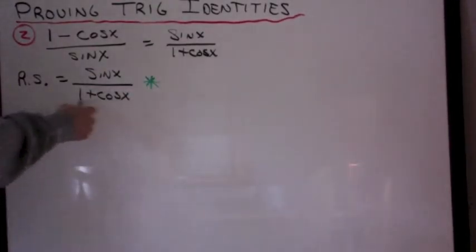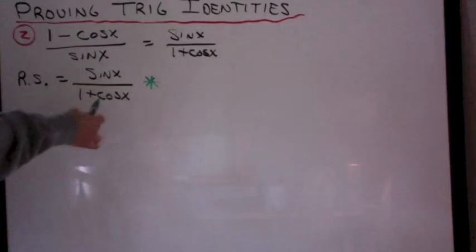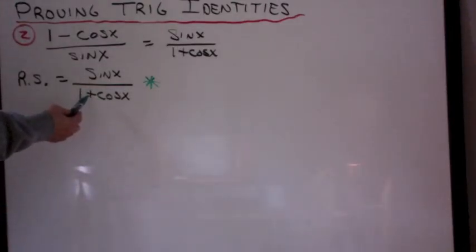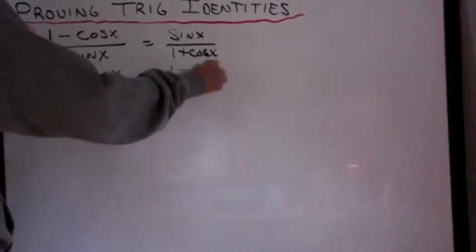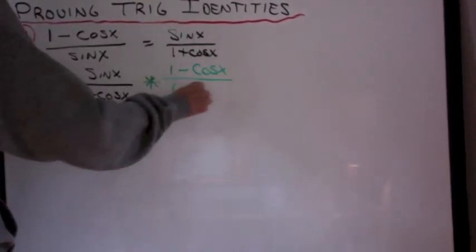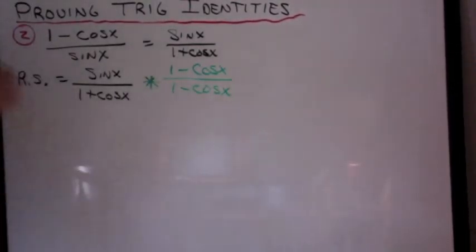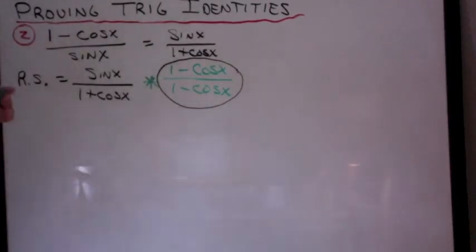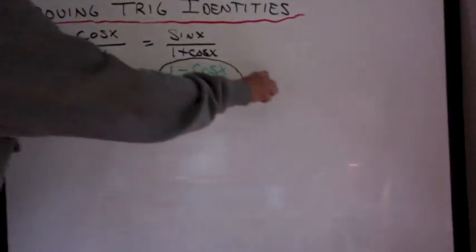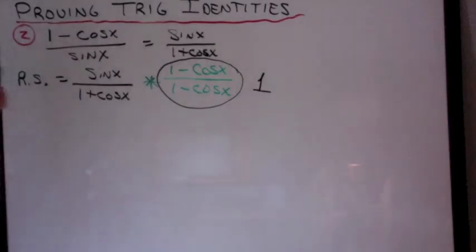We're going to focus on the one that has the two terms with an addition or subtraction sign. In this case, it's a plus sign. We are going to multiply top and bottom by the conjugate of this. Conjugate means same thing, opposite sign in between. So I'm multiplying top and bottom by 1 minus cos x. This is simply the number 1, but it's written a little bit differently. It's written as an expression, but anything divided by itself is 1.